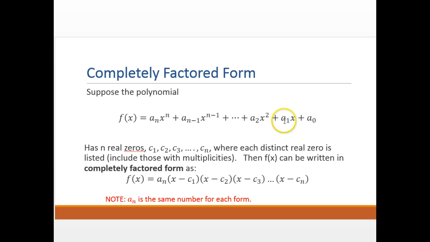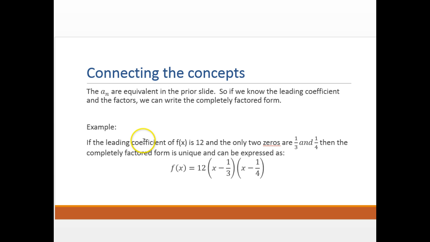I can rewrite this original polynomial as a_n times x minus c1 times x minus c2 times x minus c3, all the way down to x minus cn. In other words, if I know all the factors, I can factor this out completely, each one being an x minus ck as a factor, and the a_n out front. Now notice this a_n is the same as this a_n. Let's see how this works.